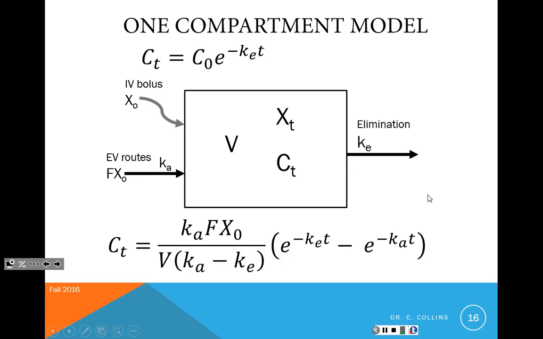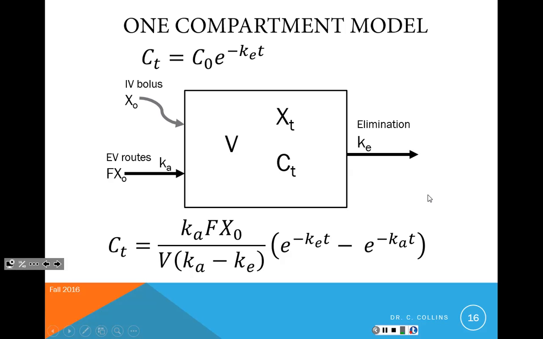X sub t is the mass of drug in the body at time t. Concentration, C sub t, is the concentration. So these are related by volume. Take the mass in the body divided by the concentration in the body, and that gives you the volume of distribution.